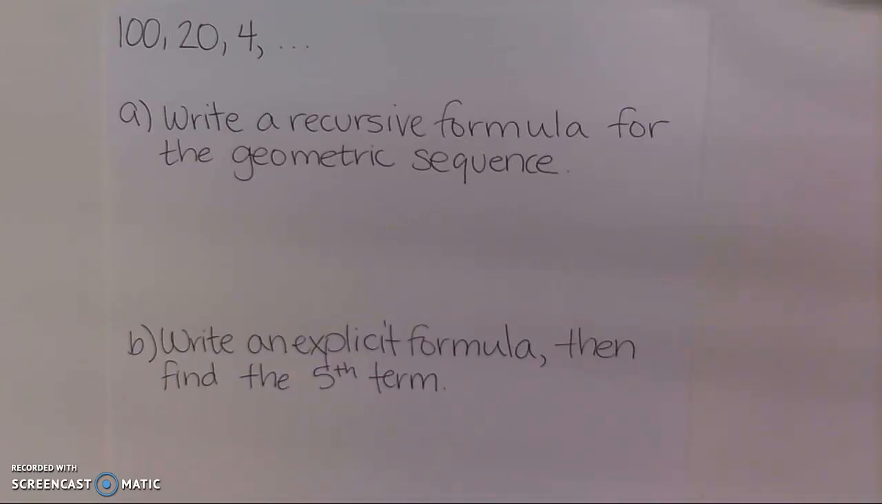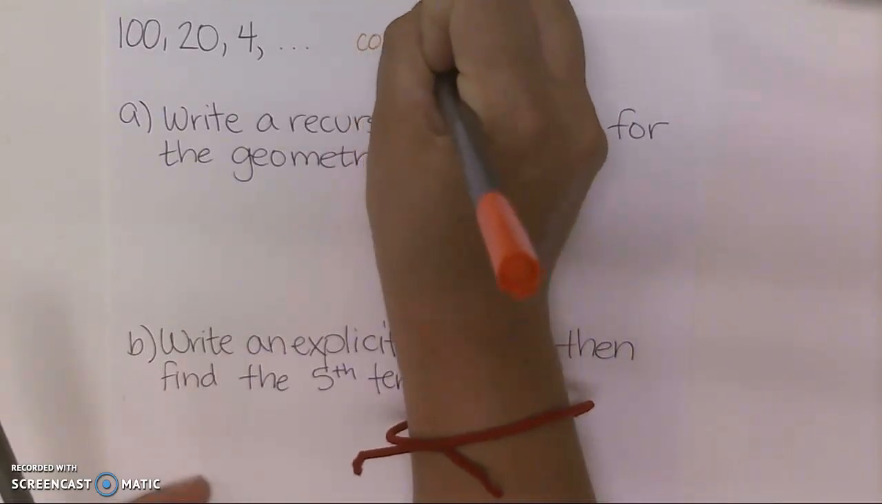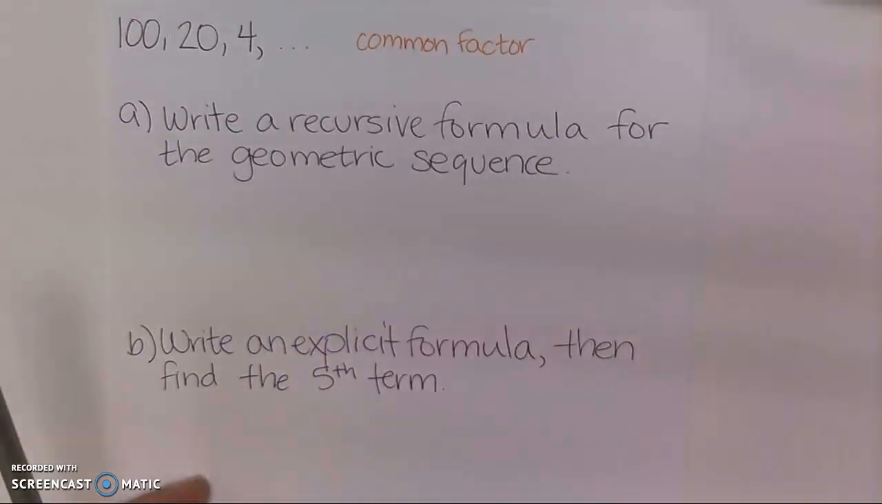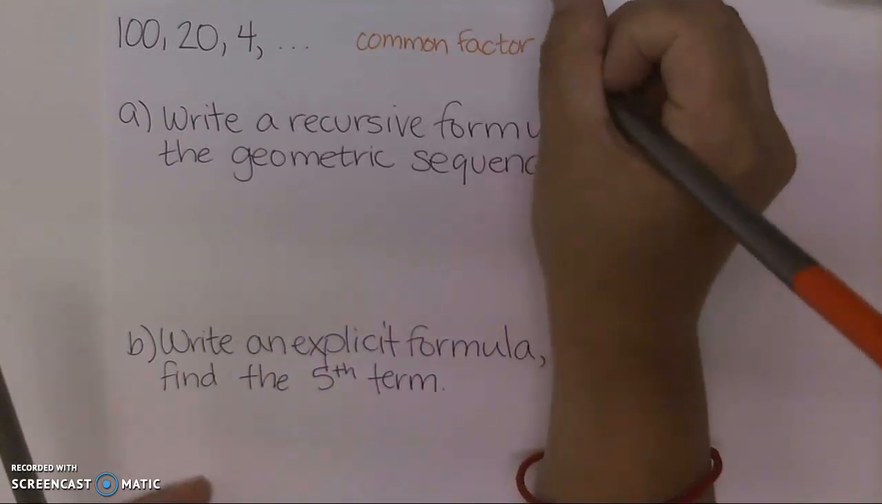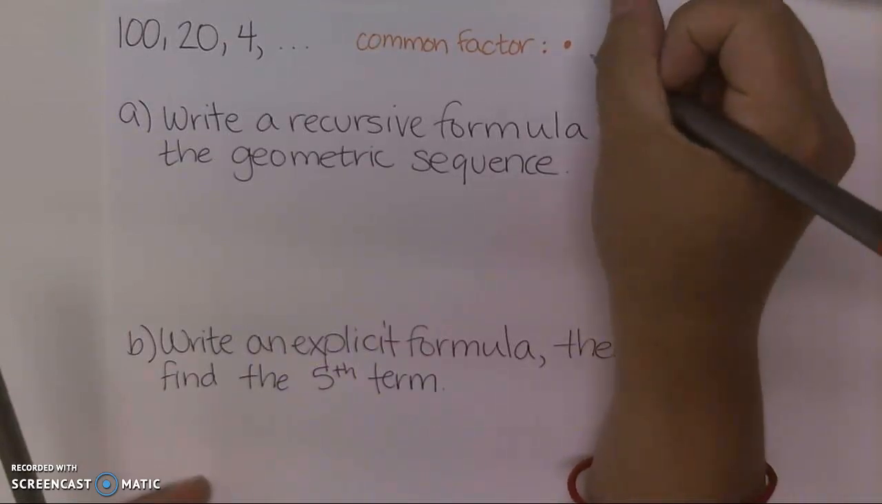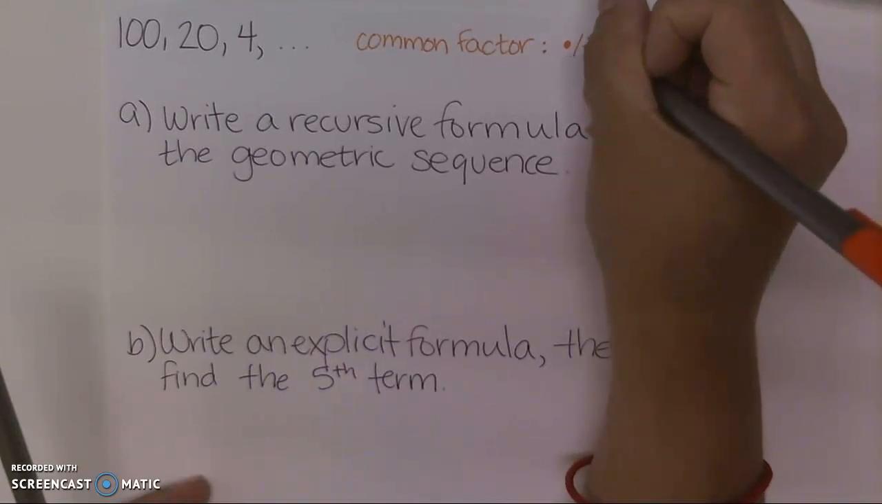Okay, so today we're going to talk about geometric sequences and how to write both a recursive formula and an explicit formula for those sequences. So a geometric sequence varies by a common factor. The other sequence that we talked about earlier is arithmetic, and arithmetic sequences differed by a common difference. So we were adding and subtracting. With a common factor, we're multiplying. You can be multiplying by a whole number or by a fraction. So really it's multiplying or dividing.